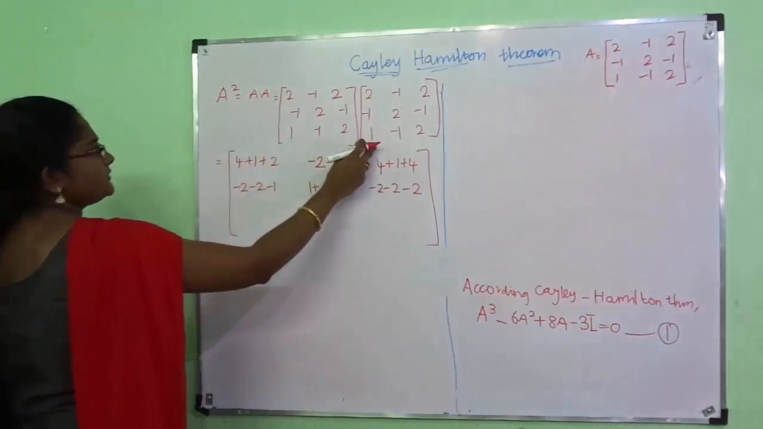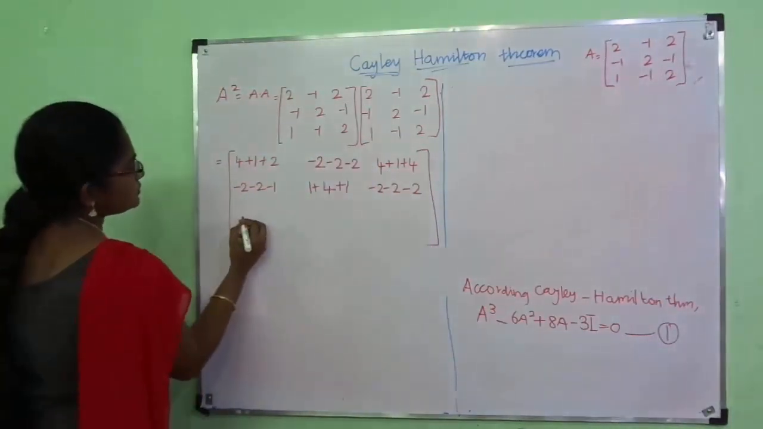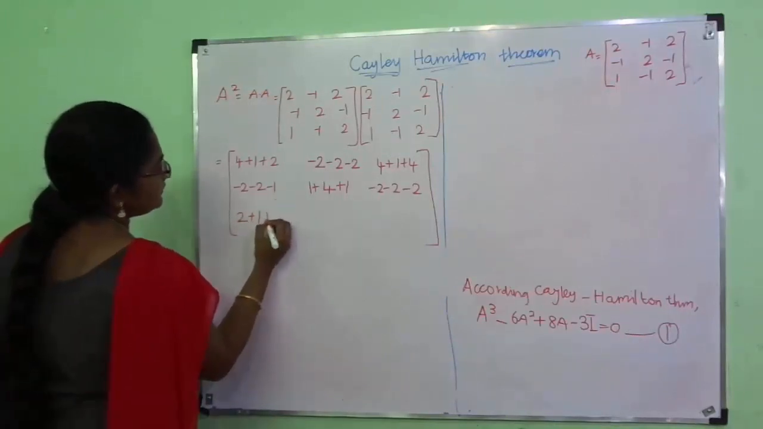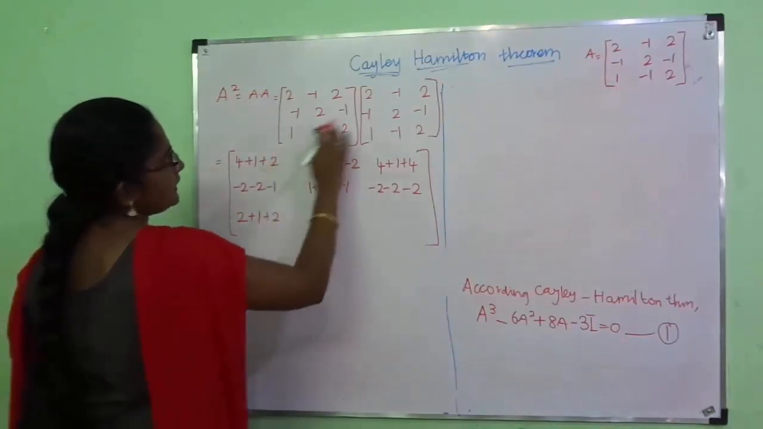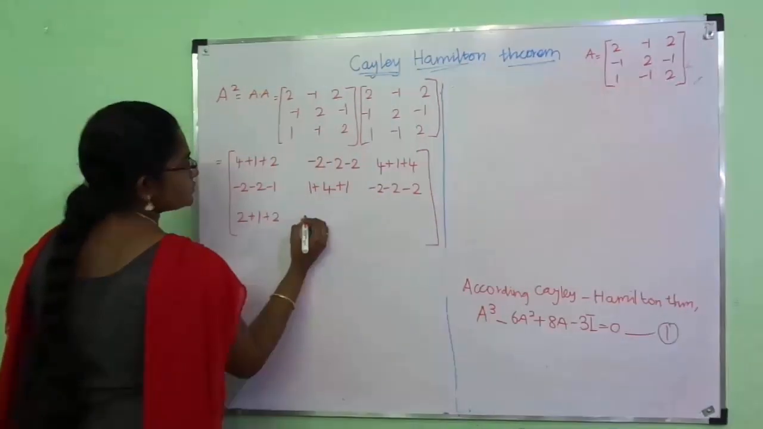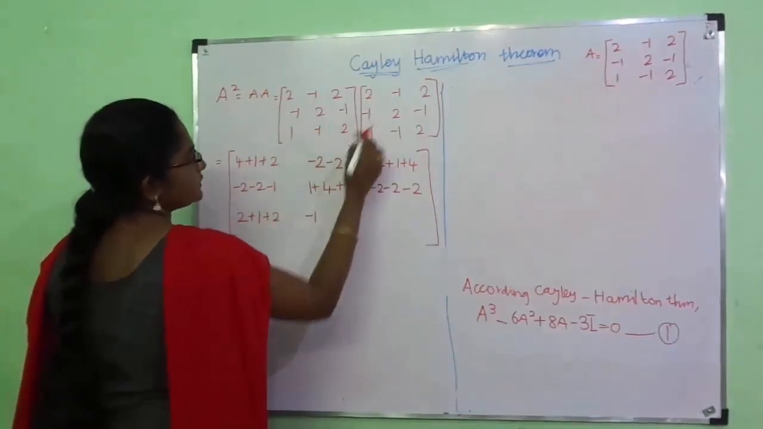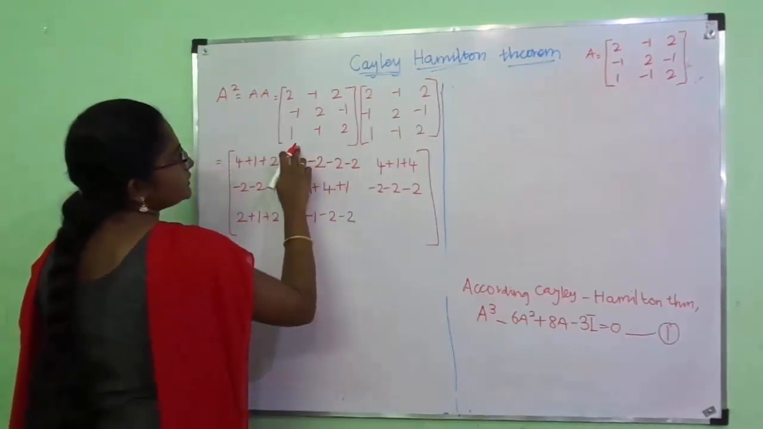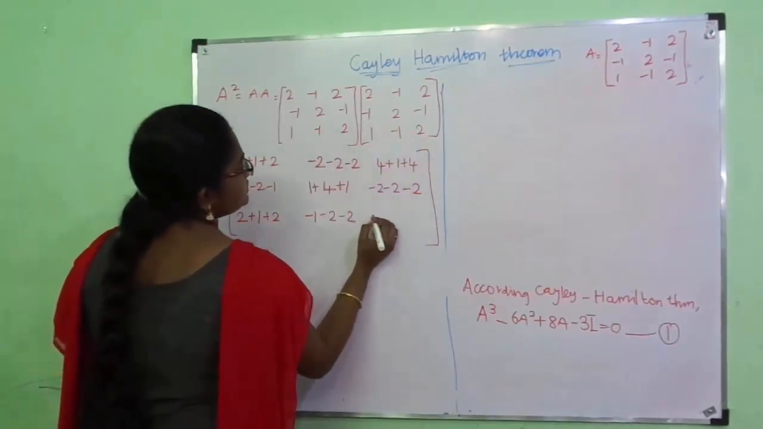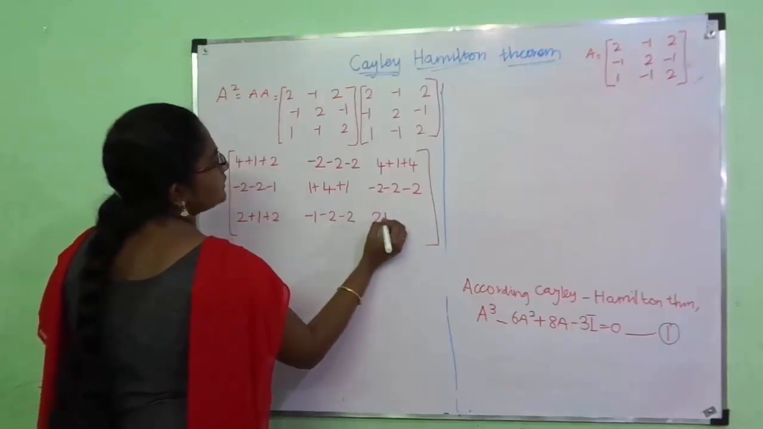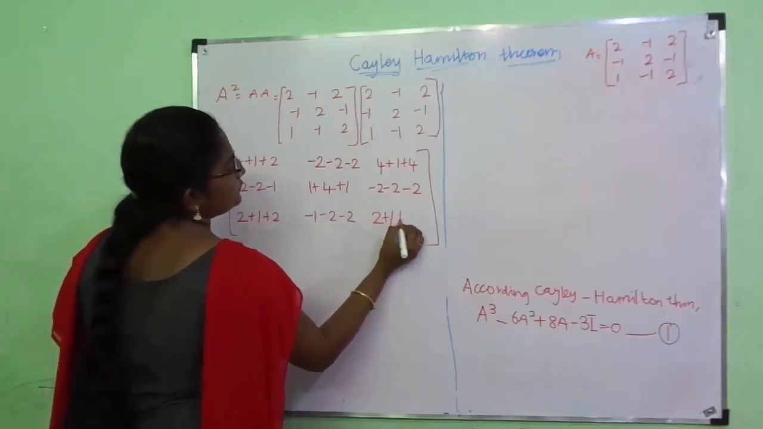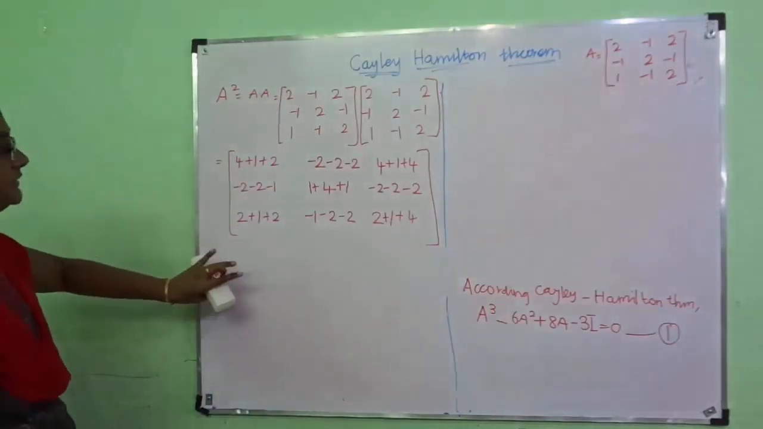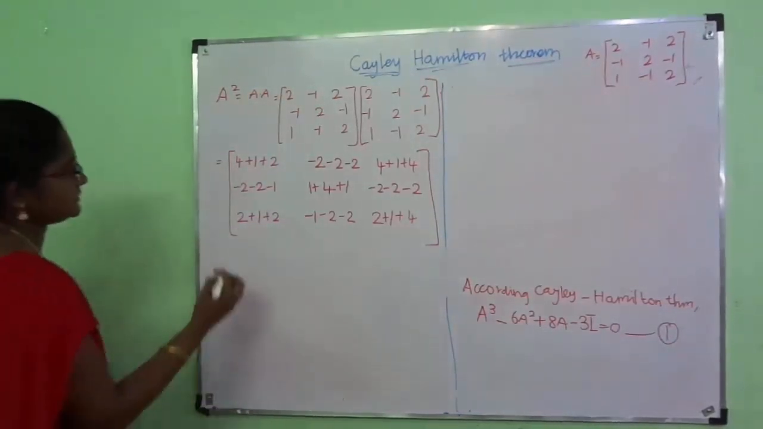The third row and the first column: 2 into 1 is 2, minus 1 into 1 plus 1, 2 into 1 plus 2. Then the third row and the second column: minus 1 into 1 minus 1, minus 1 into 2 minus 2, 2 into minus 1 minus 2. Third row and the third column: 2 into 1 is 2, minus 1 into 1 minus 1 plus 1, 2 into 2 you get 4. Next we are going to add all these values and write them in the next step. That will give you the A square matrix.